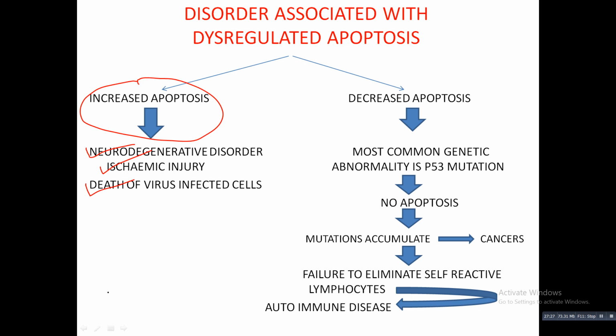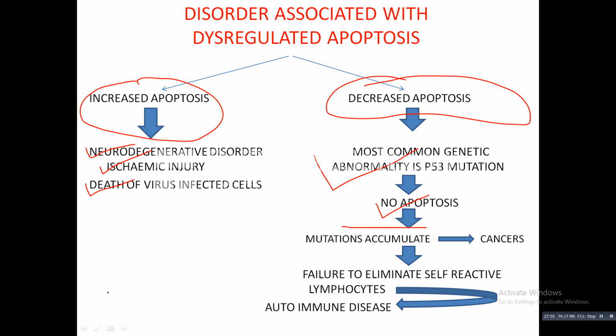Now, decreased apoptosis. Let us look at decreased apoptosis. The most common genetic abnormality is P53 mutation. There is no apoptosis, and there is accumulation of different kinds of mutations, and once these abnormal mutations accumulate, that will lead to cancer. Okay, failure to eliminate the self-reactive lymphocytes leading to autoimmune disease. There are two main things. So the most common genetic abnormality of decreased apoptosis is P53 mutation. If there is no death by apoptosis, the abnormal cells or damaged cells will harbor the defective DNA, mutations will accumulate, ultimately leading to what? Cancers. This is one example. Another example is failure to eliminate self-reactive lymphocytes, which leads to autoimmune disease.